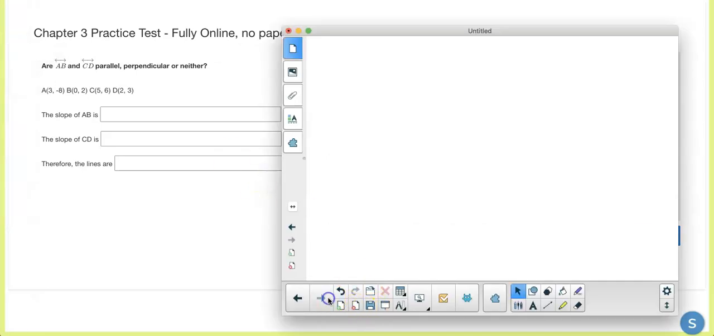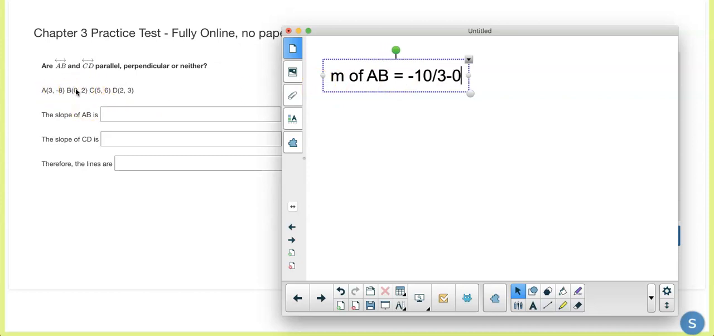This is a good one to talk about. Okay, we have to get the slopes of both of them. So I'm going to go a little bit faster for these. The slope of AB, it's change in y over change in x. So I have -8 minus 2, so I have a -10 up top, divided by 3 minus 0 on the bottom, which is just 3, and that's already simplified.